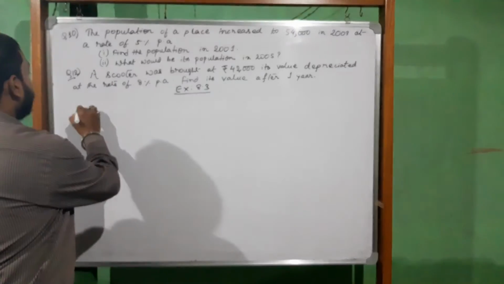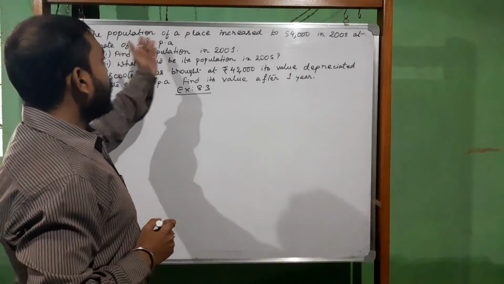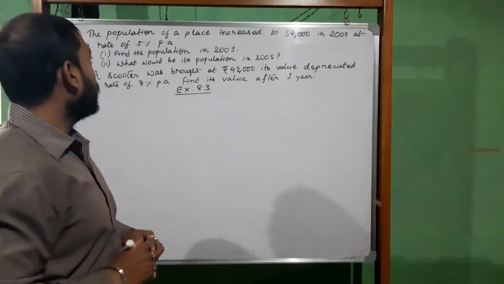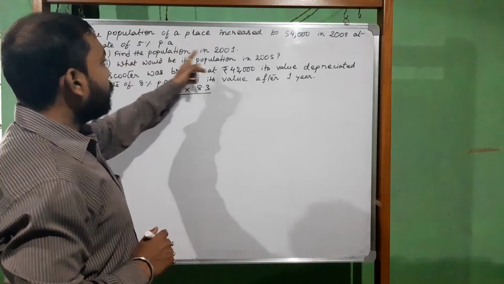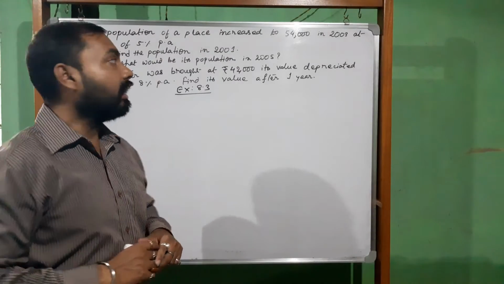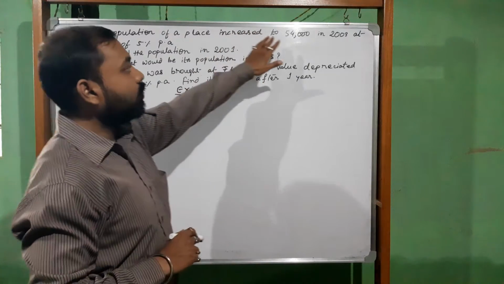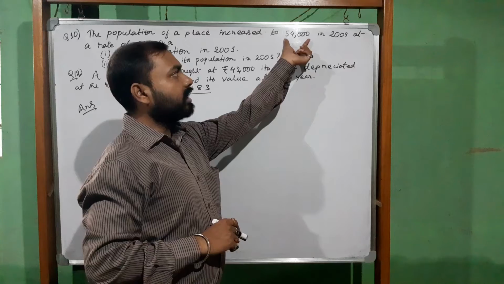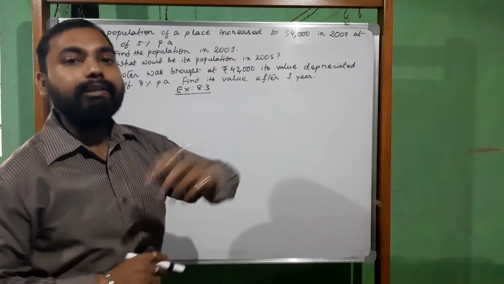So question number 10. As you can see, the population of a place increased to 54,000 in 2003 at a rate of 5% per annum. So find the population in 2001. So they are asking the population of 2001 and population of 2003 is given. So that means this population is the amount part, that is in 2003, and we have to find out the population of 2001, that is the principal one.